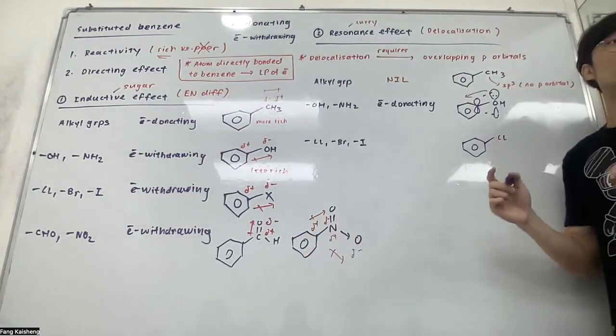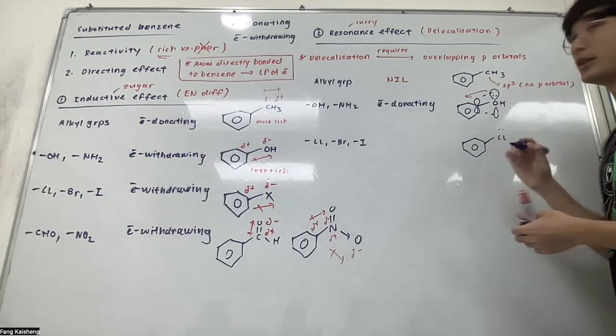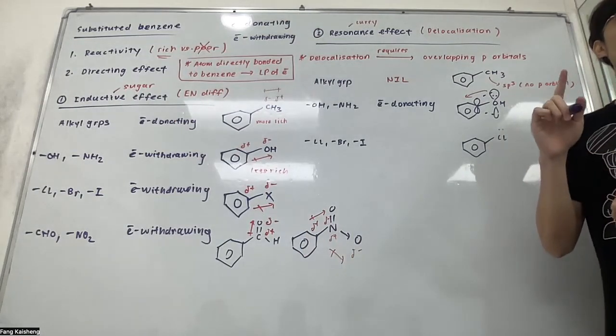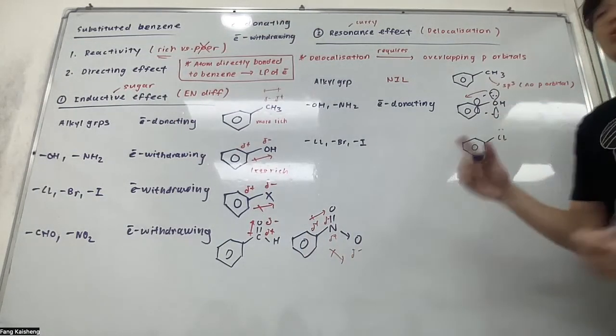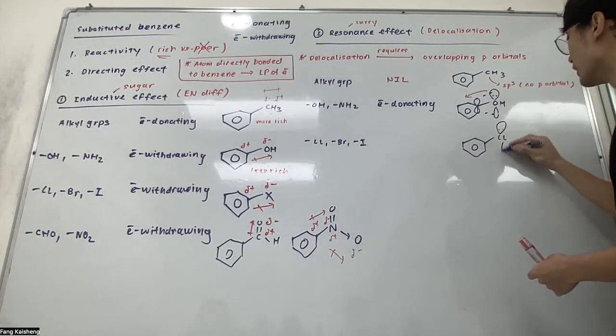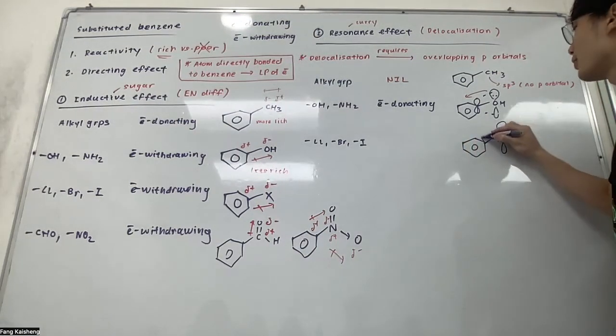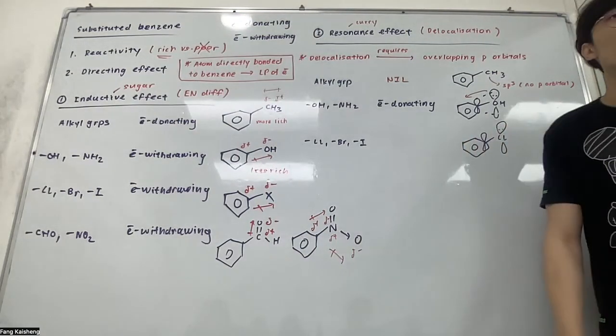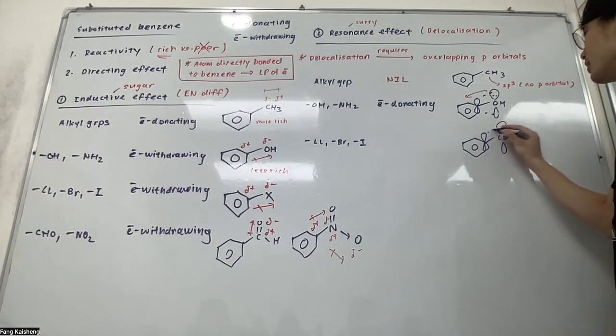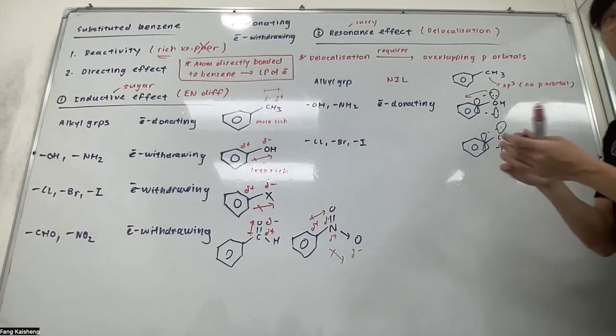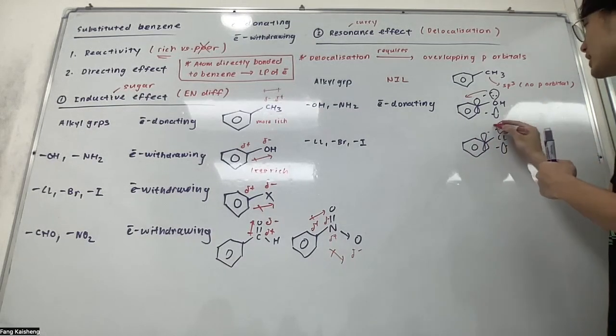Okay, there are 3 lone pairs there. Does it have a p orbital? Most atoms have 1s2, 2s2, so there is a p orbital holding the lone pair as well. Again, what will this p orbital do? It will overlap with the pi electron cloud of benzene, and then what will happen to the lone pair? It will just delocalize into benzene.